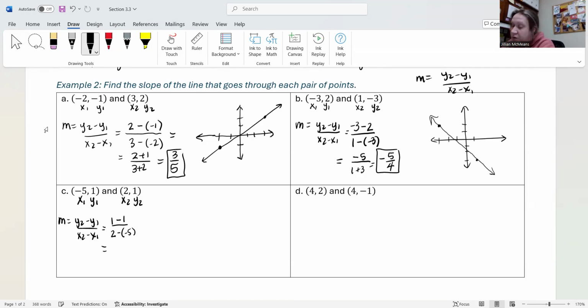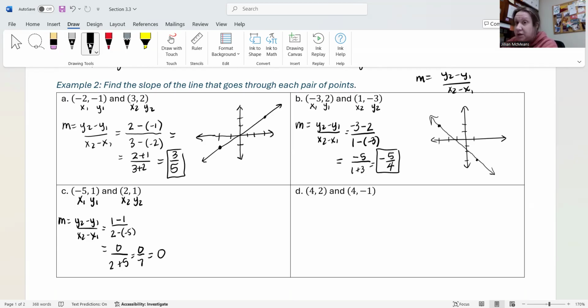So let's see, in the numerator, we're just going to get 0. 1 minus 1 is 0. The denominator is really 2 plus 5, which equals 7. So we get 0 over 7, which is really just 0. Make sure you remember division by 0 is not okay, but you can take 0 and divide it by a number. So 0 divided by 7 is just 0.